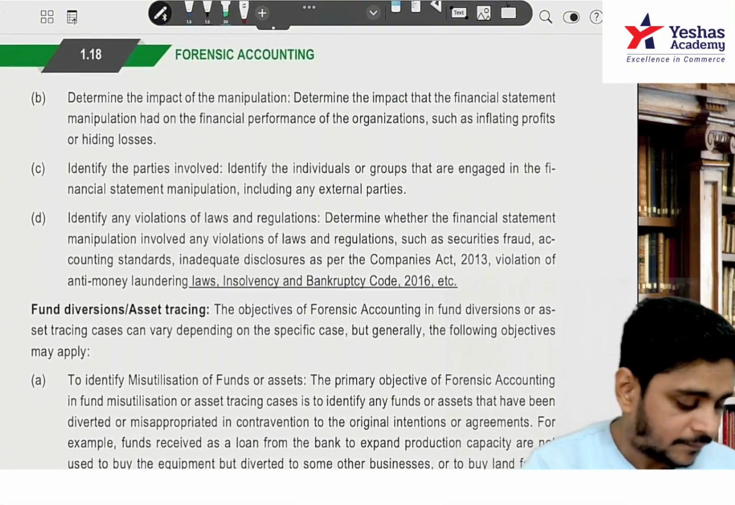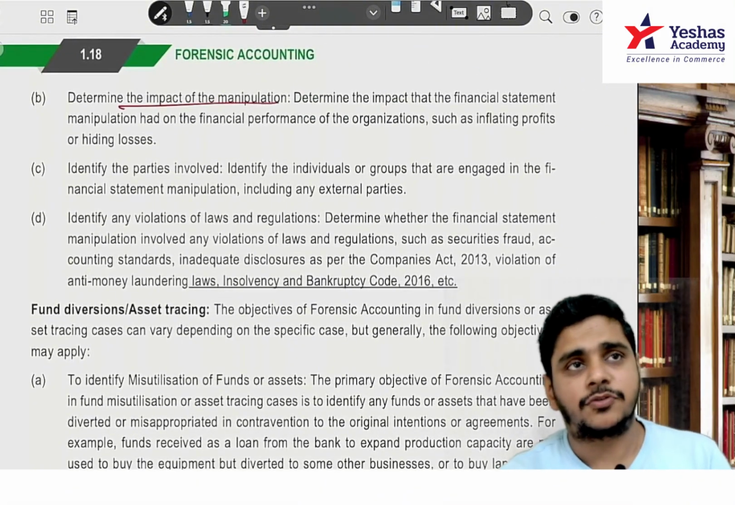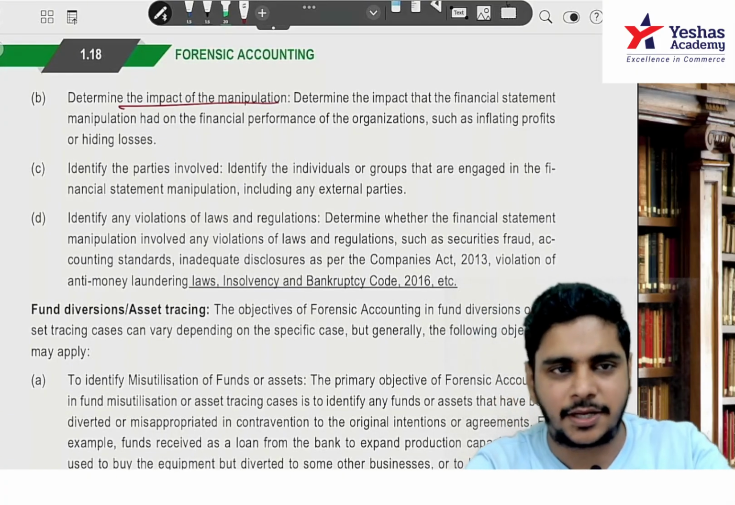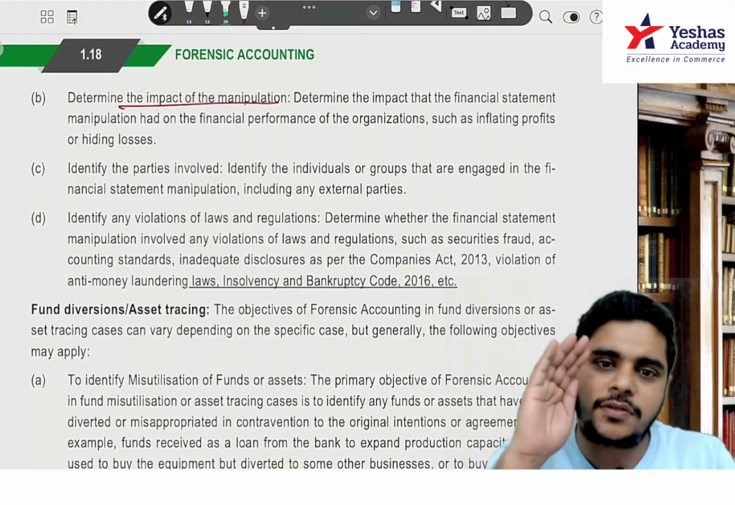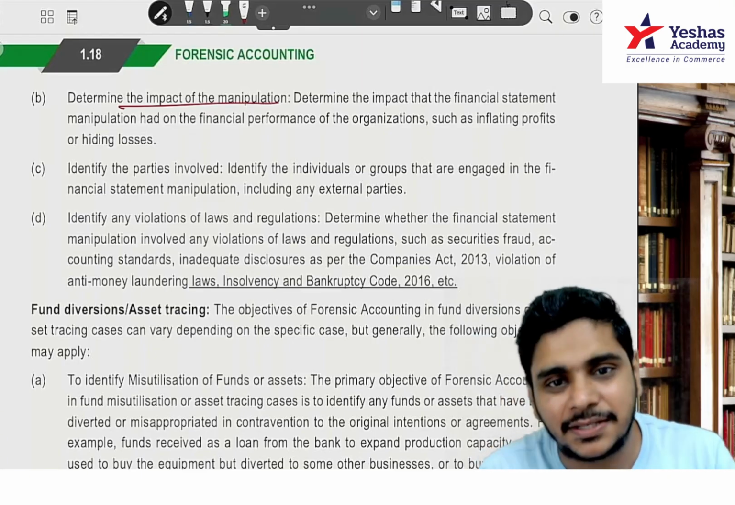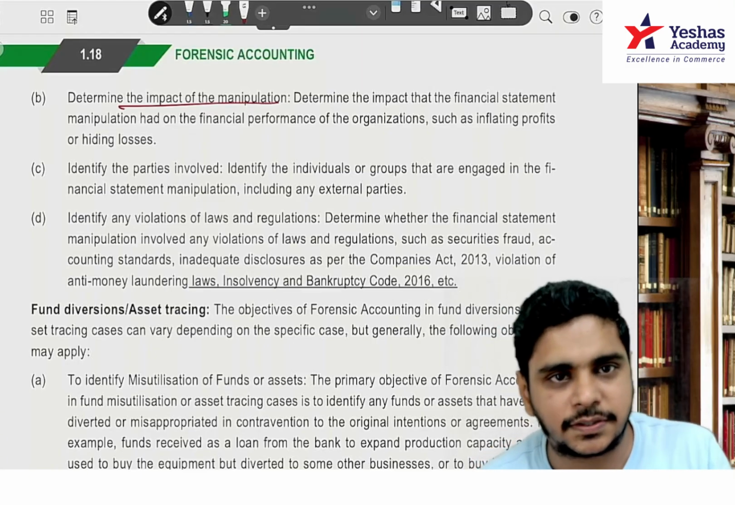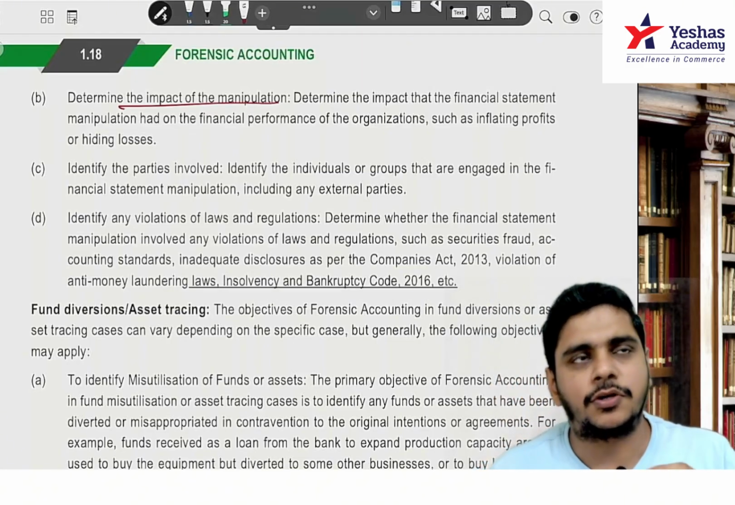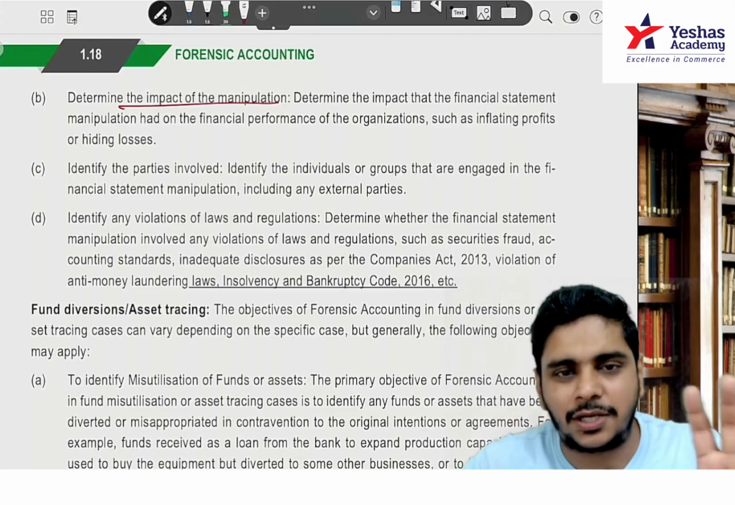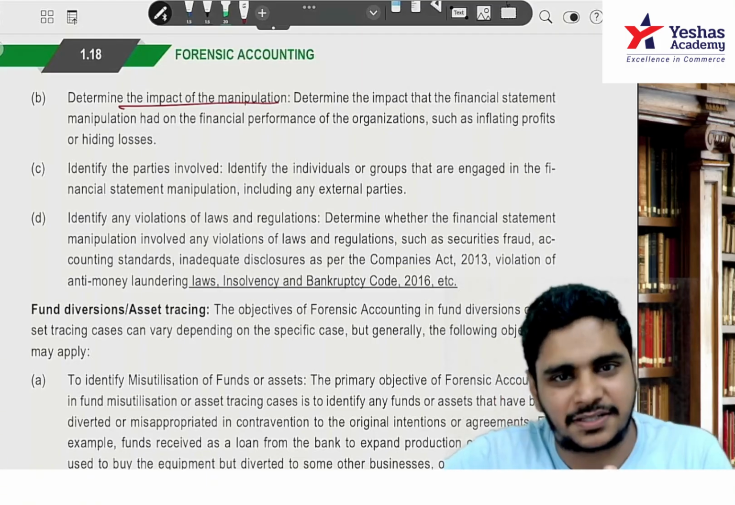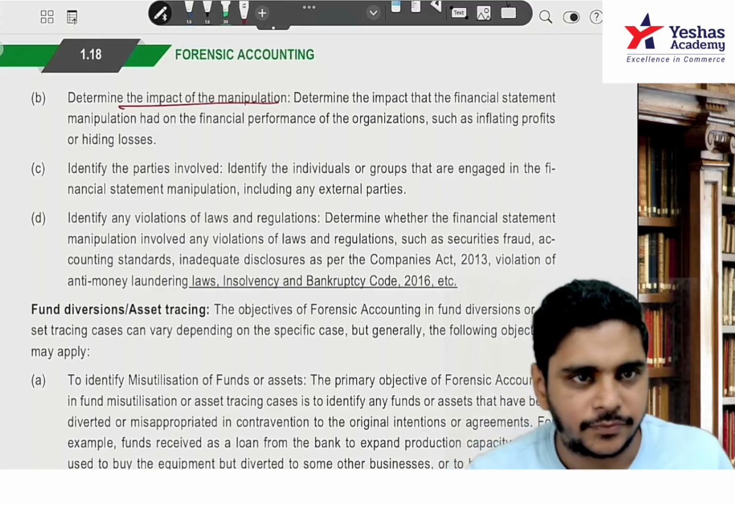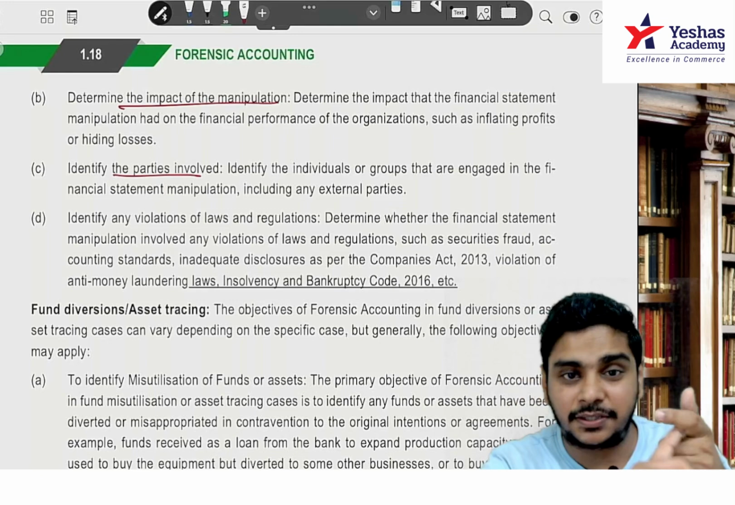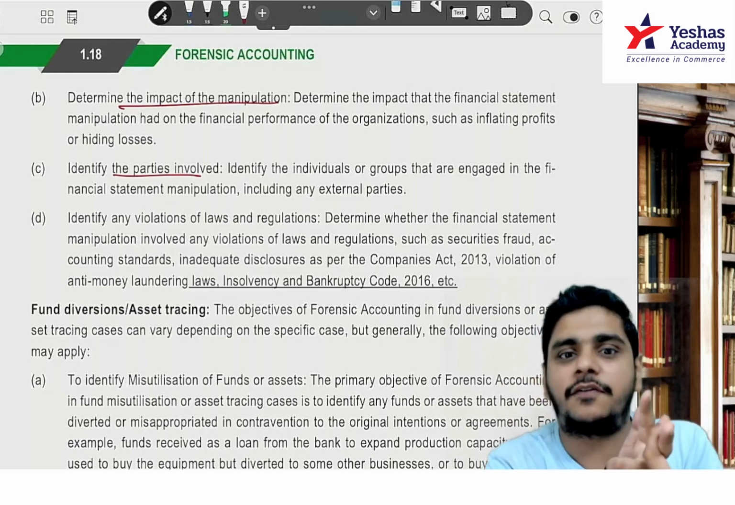Number two, impact of the manipulation. The company has done a fraud. You are going to find out in the P&L and balance sheet what fraud they have done, and what impact it has created. If they have shown less profit, obviously there is a loss of taxes, a loss of revenue to the government. Third, identify the parties involved. The fraud has created an impact on somebody, but who did the fraud?